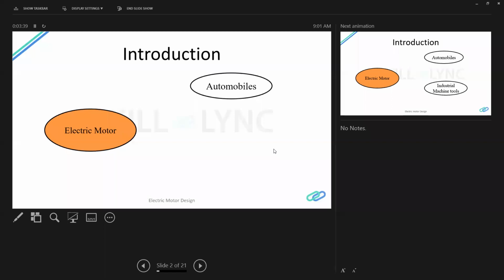So there is the automobile industry that covers electric bikes, cars, and all that. And then there are industrial machine tools, for example, the machine tools that are used for shaping metal or bending it or cutting it. All those machine tools use different sorts of servo drives and electric motors in different applications.